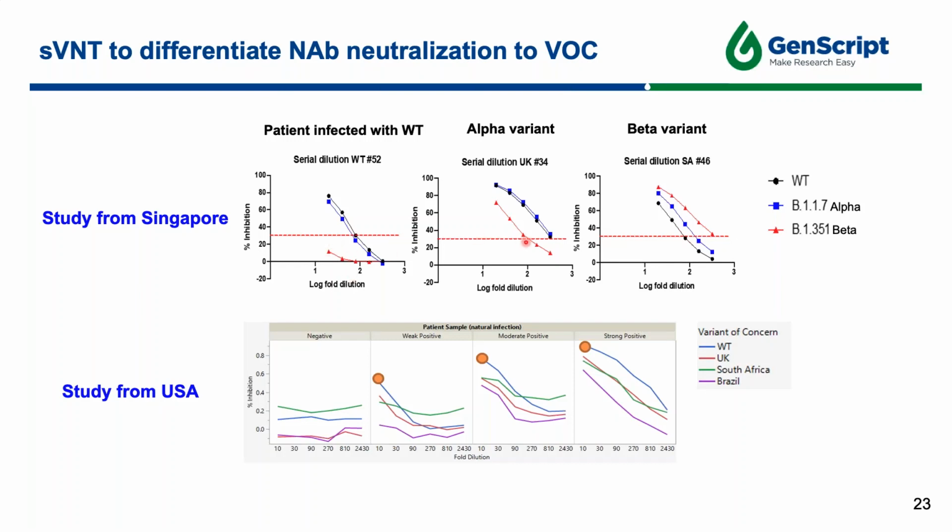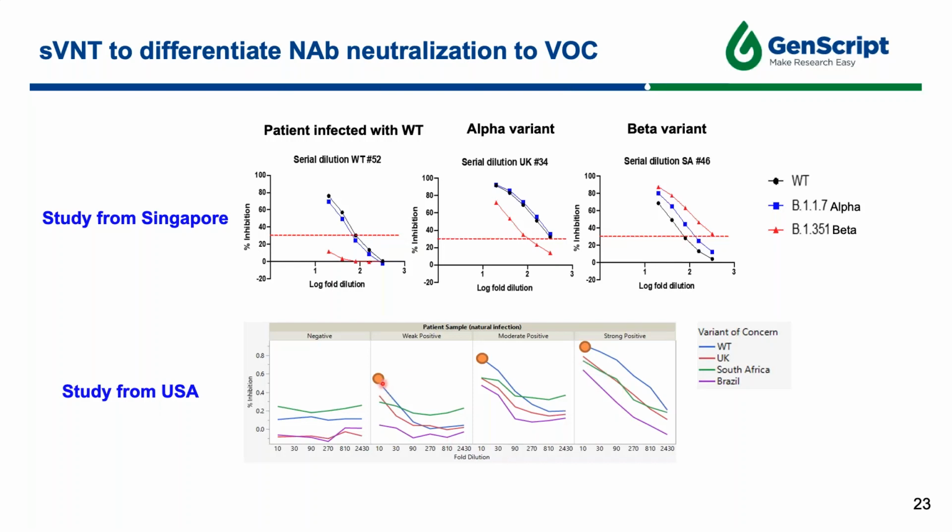For patients who were previously infected with the alpha variant, it was observed that their neutralization activity against alpha and wild type is still quite high, and there's a loss of neutralization against the beta strain, and vice versa for patients who were infected with the beta strain. Another study from the USA also reported similar findings.